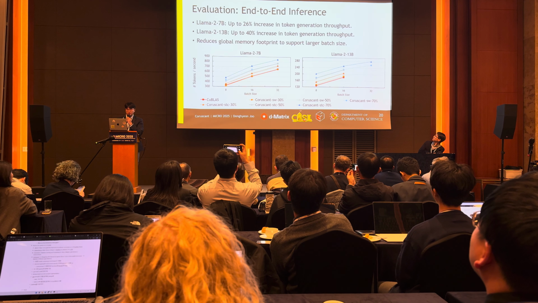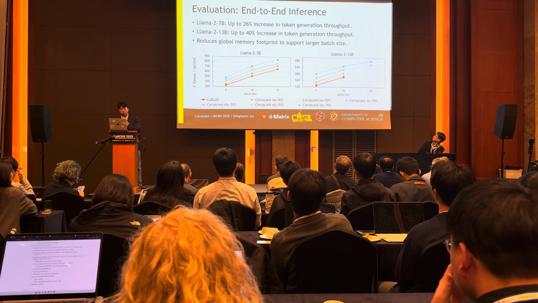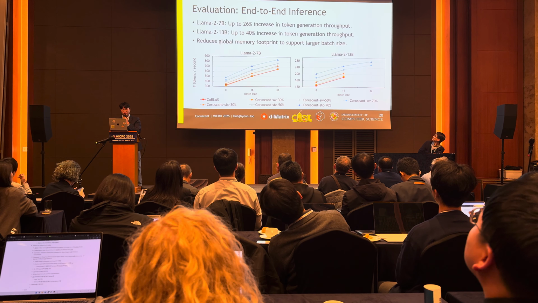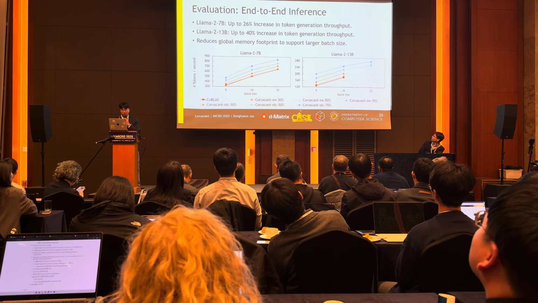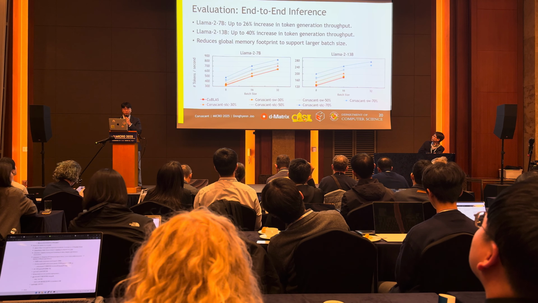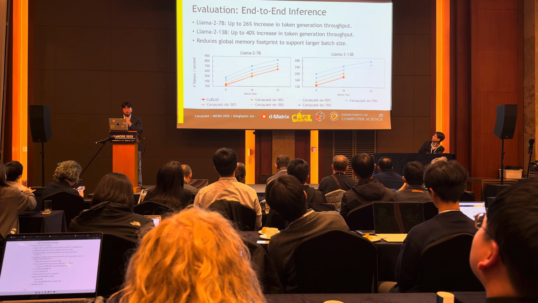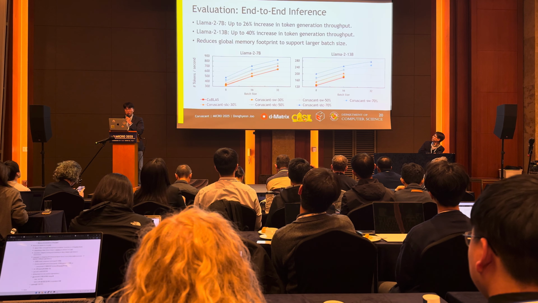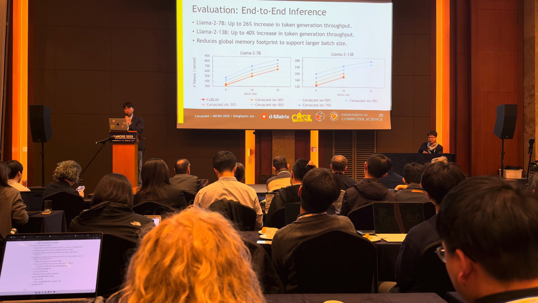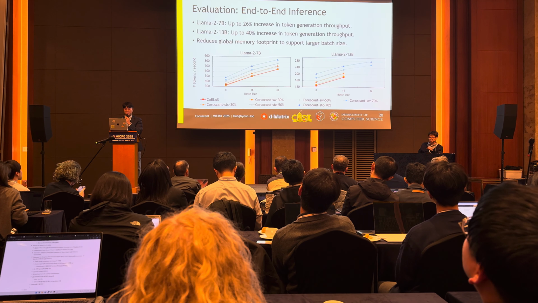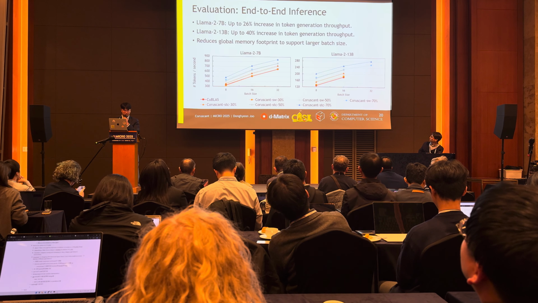For end-to-end inference, we see an increase in token generation throughput in both Llama 2 7 billion and 13 billion models. Notably, as can be seen on the Llama 13 billion side, using Coruscant's compressed weights reduces the memory consumption in the global memory, allowing larger batch sizes. This additionally increases token generation throughput as compared to a dense inference that's limited to a smaller batch size.